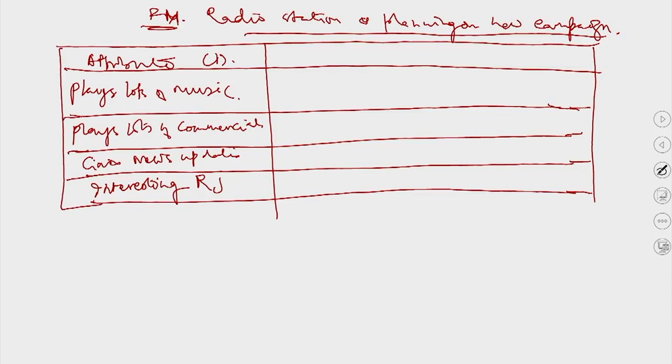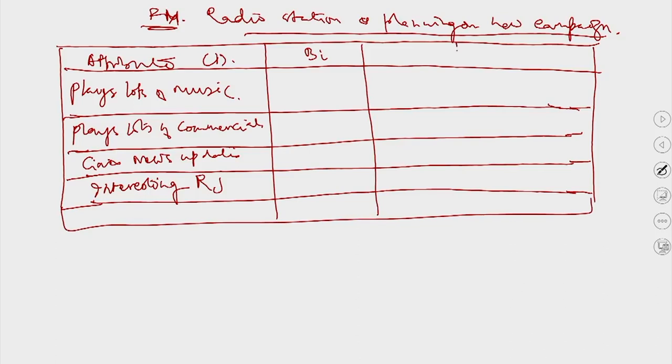So what does it do? The radio station first finds out the BI component, which is the belief component. Then it finds out the EI component, which is the evaluative component. And then it finds out BI cross EI, because attitude A is actually BI into EI, right.